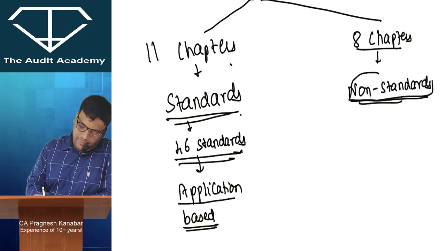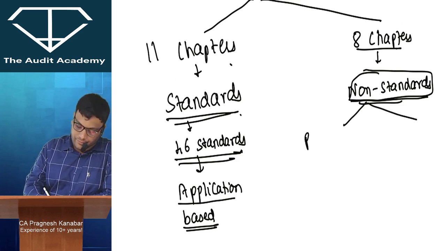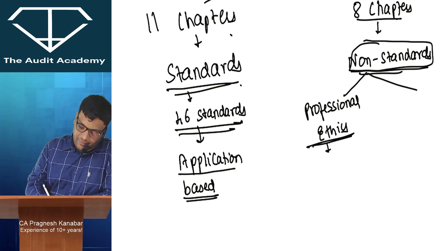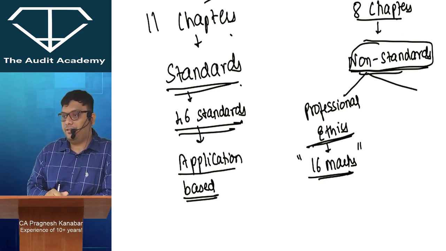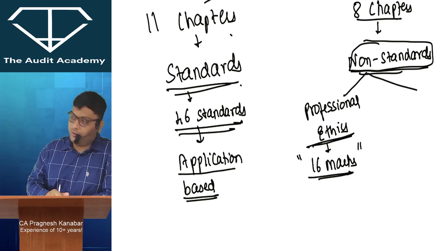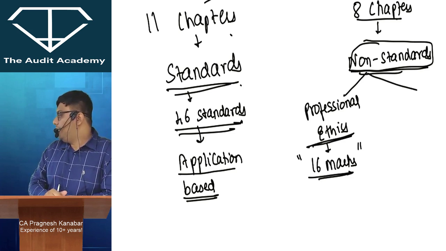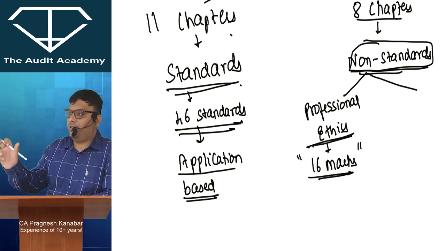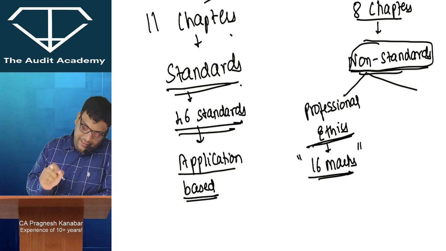8 chapters are based upon non-standards, I would say. I would divide these non-standards into 2. One is a chapter called professional ethics. A wonderful chapter. First of all, let me give you the dolly over here: this chapter alone is worth 16 marks. And the Institute was true to its weightage. They had indicated that this chapter would be in the range of 16 to 20%, and it was actually asked for 16 marks. 12 to 14 marks were in the descriptive paper, and around 2-3 marks were in the MCQ part. So the professional ethics chapter itself is worth 16 marks.